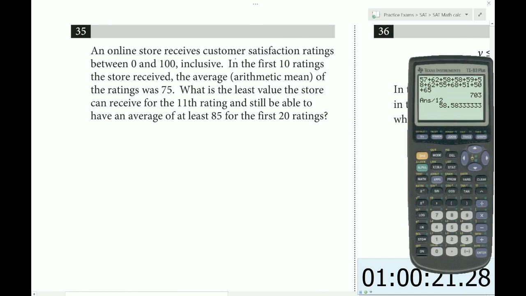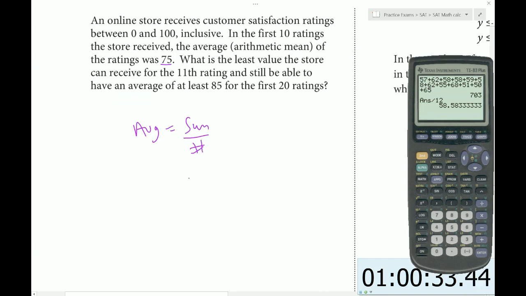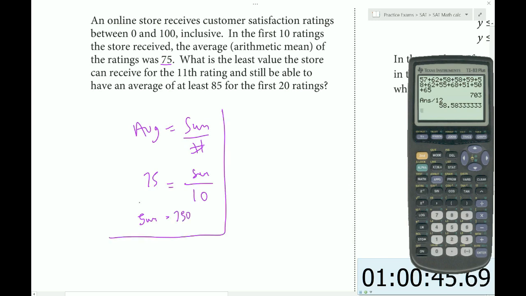An online store receives customer satisfaction ratings between 0 and 100 inclusive. In the first 10 ratings the store received, the average was 75. So whenever we see average, we do average equals sum over number. So the number of ratings so far is 10, and the average is 75, so we could solve that for the sum. The sum of the first 10 would equal 750. All right, we'll store that away for later.